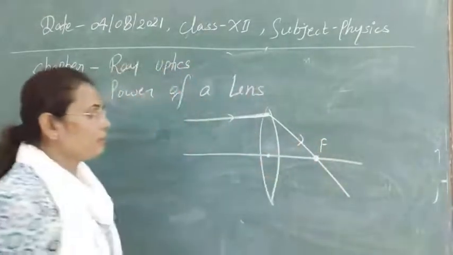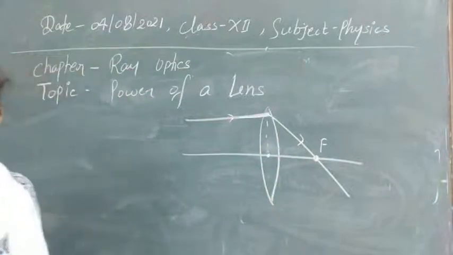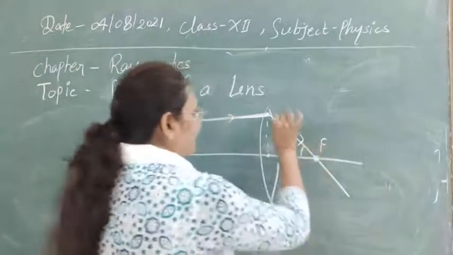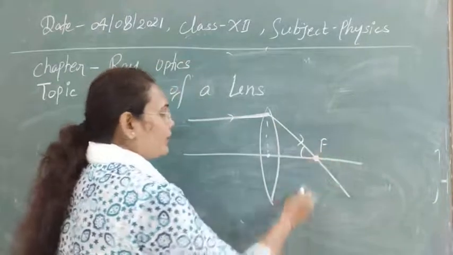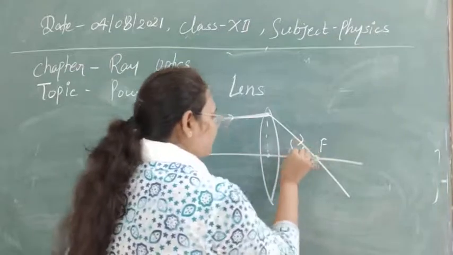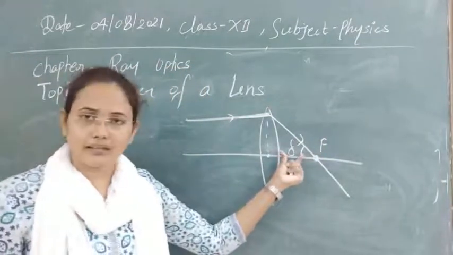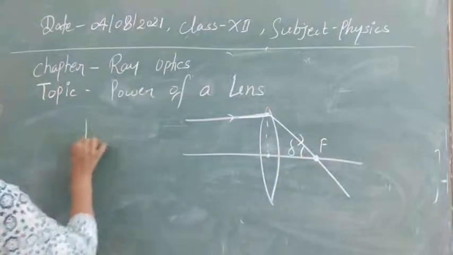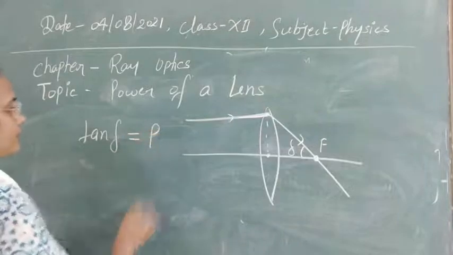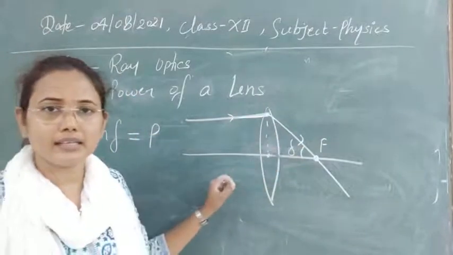So this is the focal point. Now our definition is saying that the tangent of the angle formed by light falling on the point F, if you see this angle, suppose this angle is delta. So if we take the tangent of this, tan delta, this is called the power of the lens. It means how much ability it has to converge the light in this case.